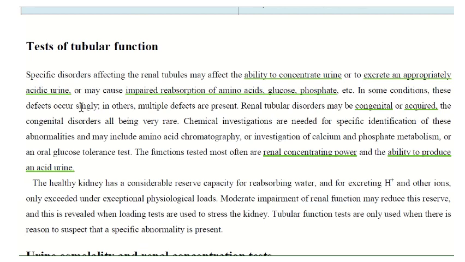Renal tubular disorders may be congenital or acquired. The congenital disorders are all being very rare. Chemical investigations are needed for specific identification of these abnormalities and may include amino acid chromatography or investigation of calcium and phosphate metabolism, or an oral glucose tolerance test. The functions tested most often are renal concentrating power and the ability to produce an acid urine.